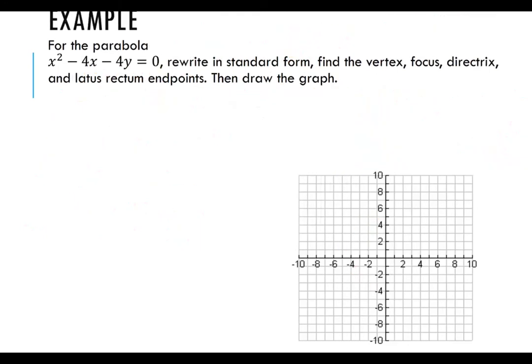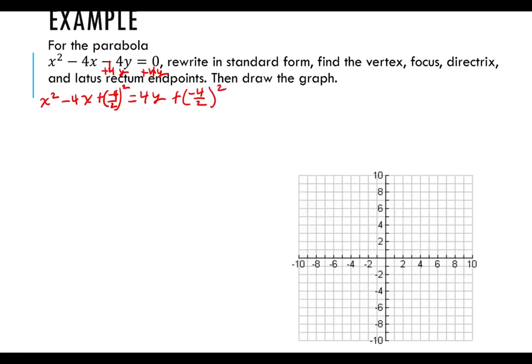Okay? So let's do it again. If we have the parabola x squared minus 4x minus 4y is equal to 0, we want to first rewrite it in standard form. So notice that my x stuff is squared, so I'm going to add 4y to both sides. This is x squared minus 4x, leave some space, is equal to 4y. Add (b over 2) squared to both sides. Add (negative 4 over 2) squared.